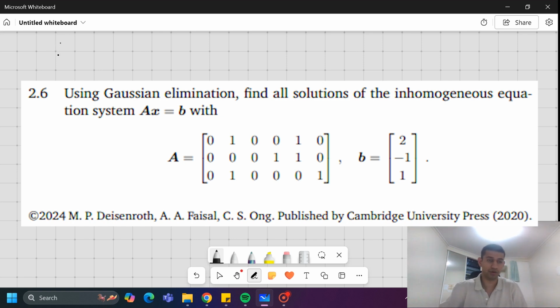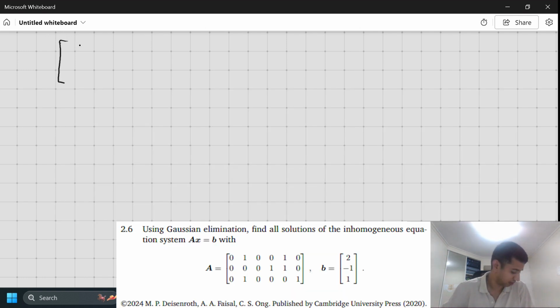Alright, let's start with the problem for the night. We'll be doing 2.6, which is using Gaussian elimination, find all solutions of the inhomogeneous equation system Ax equals b, where A and b are these. As usual, we will write this as an augmented matrix first to simplify representation.